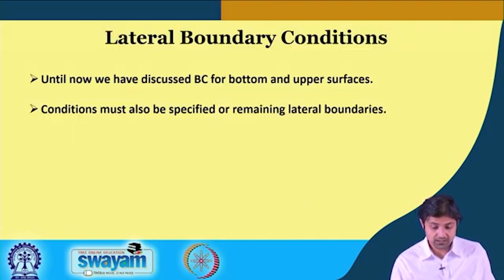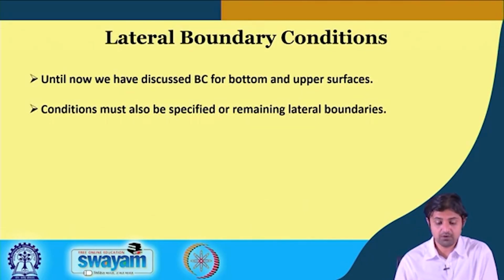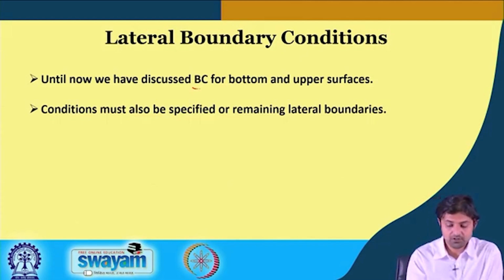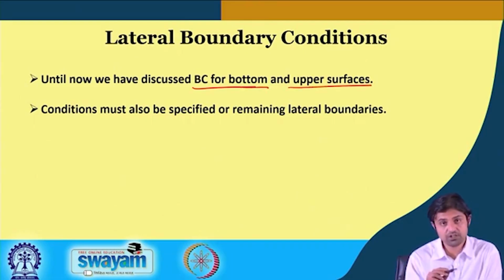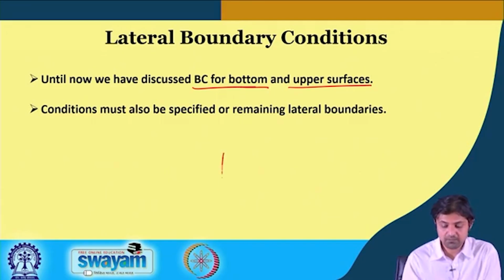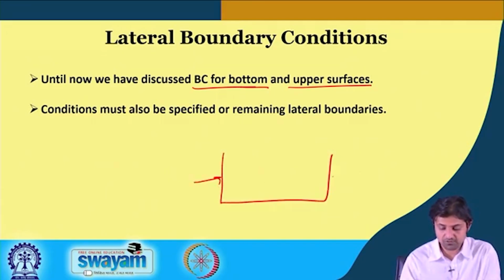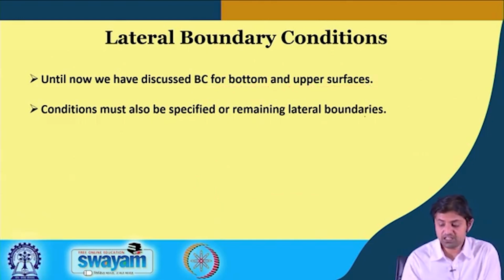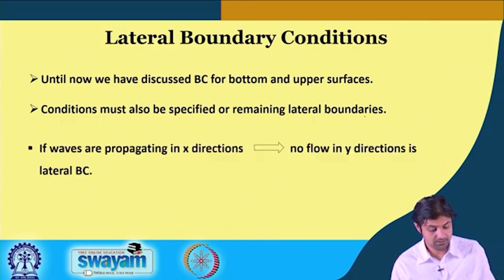Now, another boundary condition is called the lateral boundary condition. Until now we have discussed the boundary conditions for bottom and upper surfaces, right. So, the bottom boundary condition, and at the top we have discussed the kinematic free surface boundary condition and dynamic free surface boundary condition, but there are many other surfaces, right. This is also one of the boundaries. So, we must also specify the remaining lateral boundary conditions.